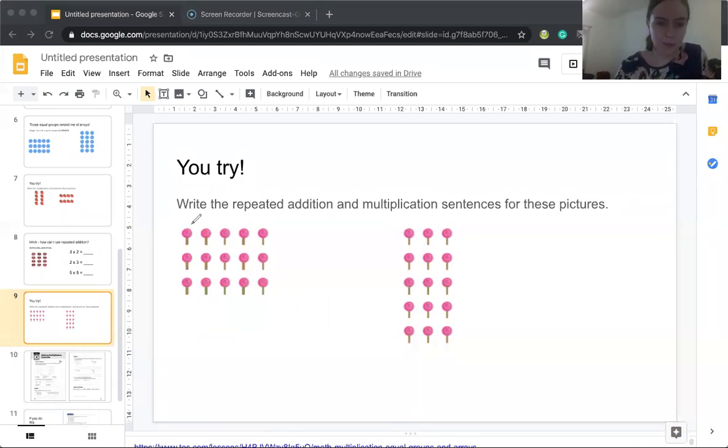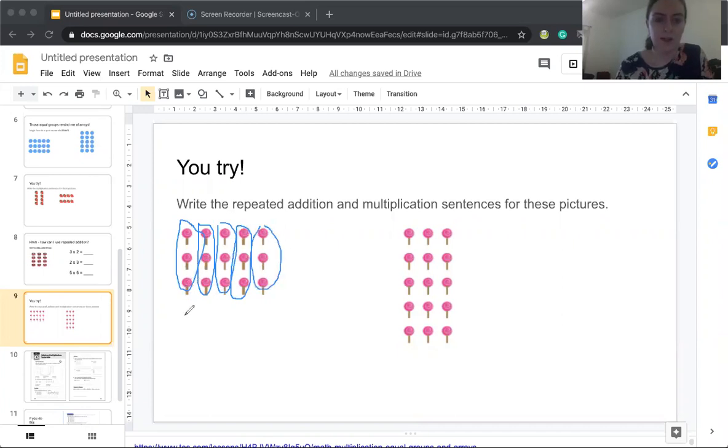All right, I'm going to make my groups. I see a group here. I see a group here. I see a group here. And I see a group here. And I see a group here. So I'm going to count how many groups I have.